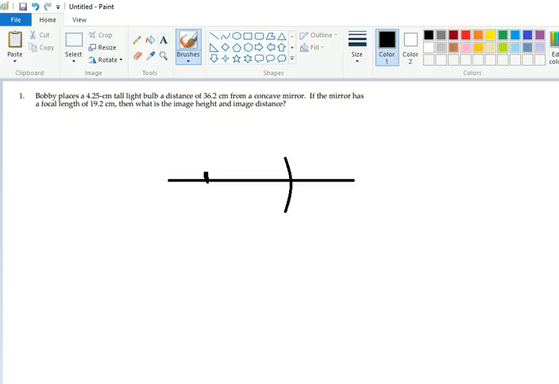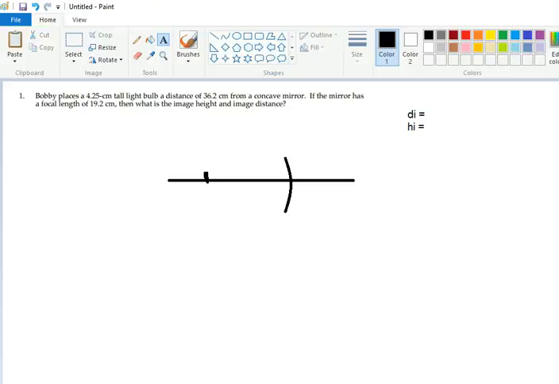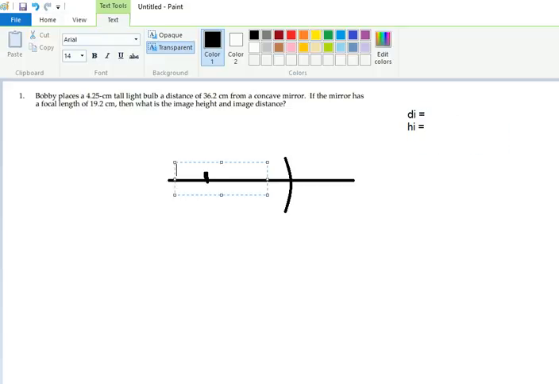image distance? So two things we're trying to solve here are the image distance, which is the distance between the reflected image and the mirror, and the image height, which is the height of the reflection. So first thing we're going to do is label everything that we have been given. So the height of the object, the light bulb, is 4.25 centimeters or 0.0425 meters. We'll just do this so we can keep all the units constant.